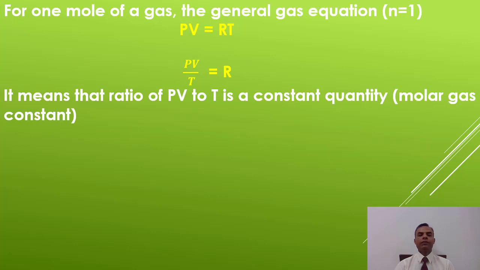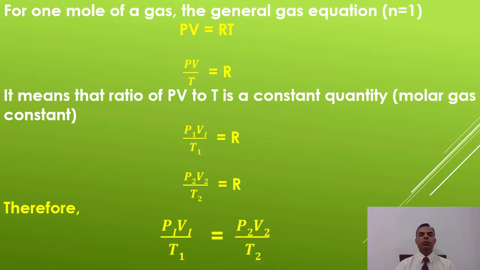If we have two different conditions of a gas, then P1V1 over T1 is equal to R, and for the second condition P2V2 over T2 is equal to R. Therefore, by combining these two equations, P1V1 over T1 is equal to P2V2 over T2. It is another form of the general gas equation.